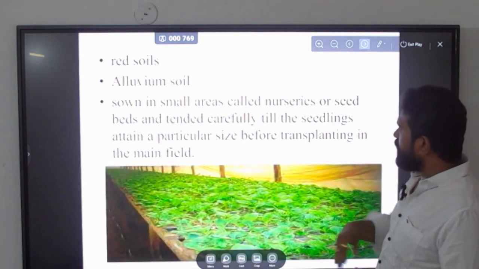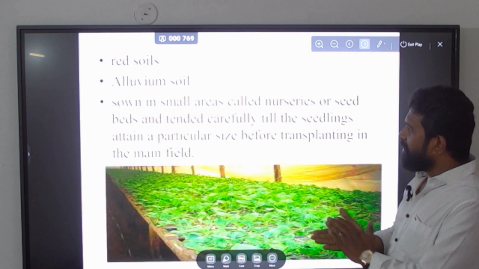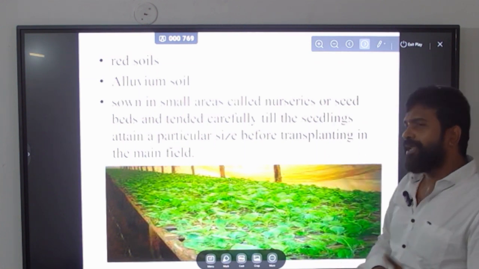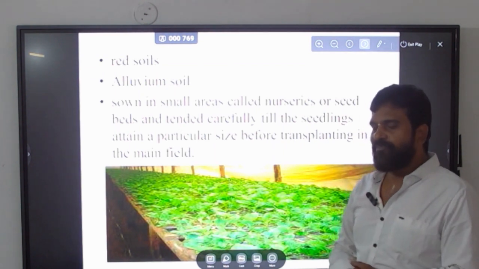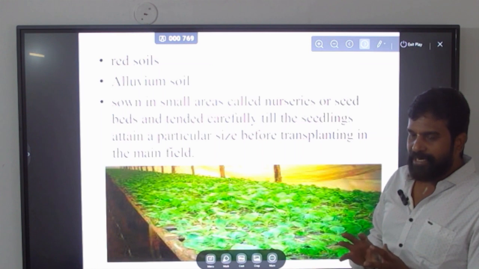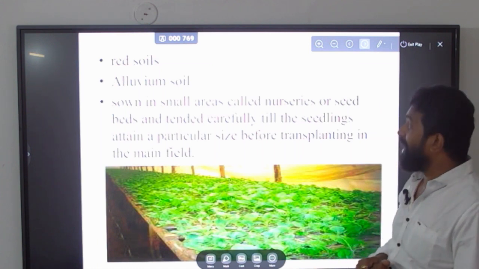So what are the soils in which we can cultivate tobacco? Red soil, and also alluvial soil. Black soil is also somewhat suitable for tobacco, because in the Coimbatore region they are cultivating tobacco in black soil also.